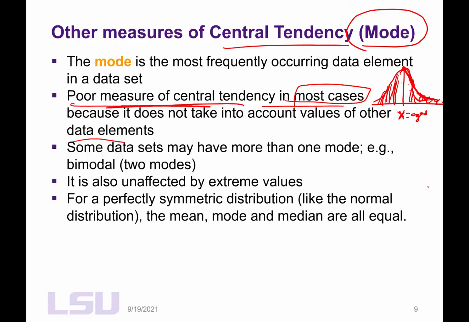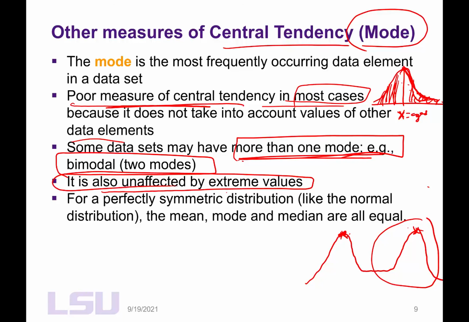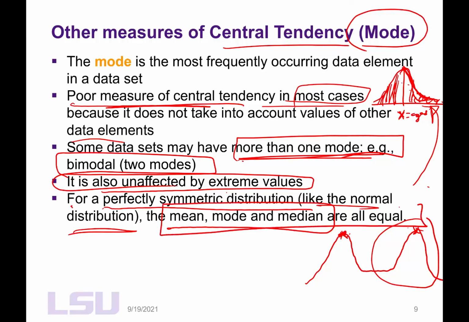Another reason why it's a poor measure is that some data sets could actually have more than one mode. So we could have a multimodal distribution. Multimodal meaning multiple modes. Bimodal distribution, 2 modes, something like this. There are 2 modes in the data. And then if you pick just one mode, then you miss this, and that will be misleading. It is also unaffected by the extreme values because it's just the single value that has the most occurrence, or that has the highest frequency. For a perfectly symmetric distribution, like the Gaussian distribution or normal distribution, which mean the same thing, mean, median, mode are all equal. So mean, median, mode all appear here.